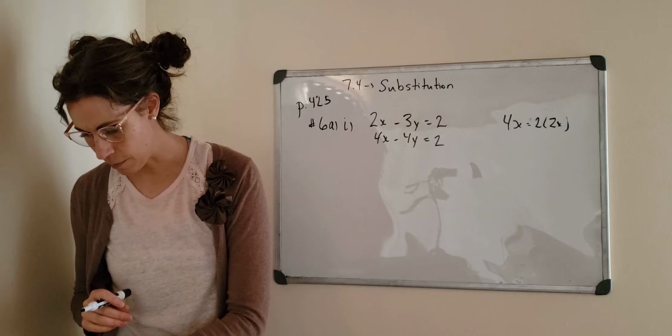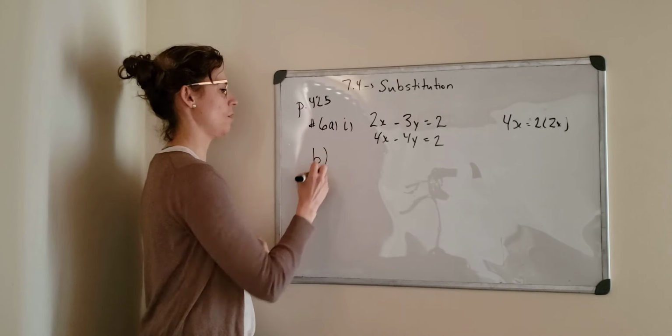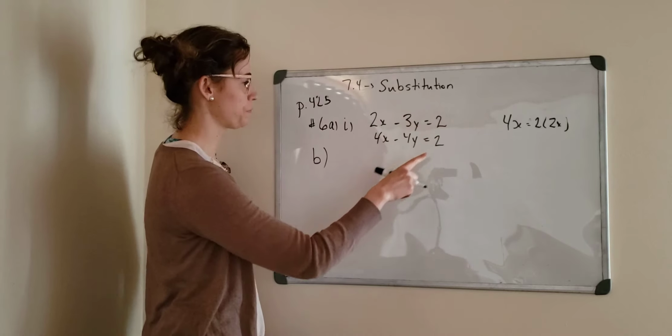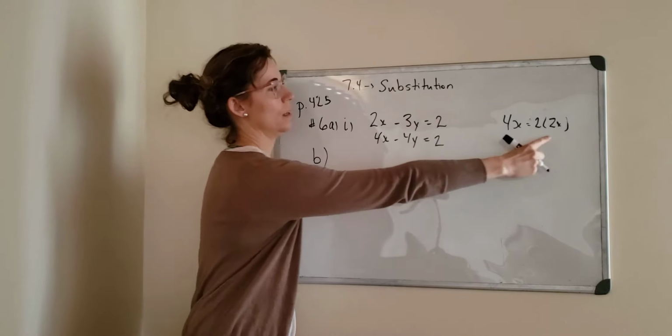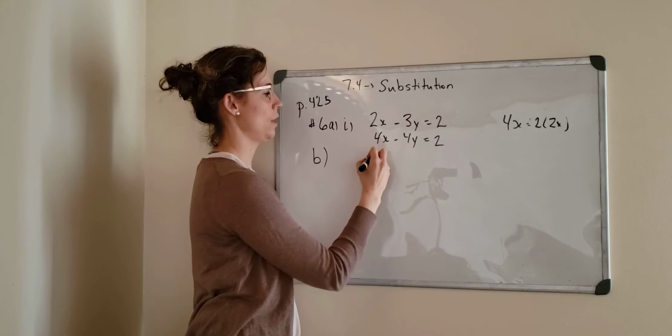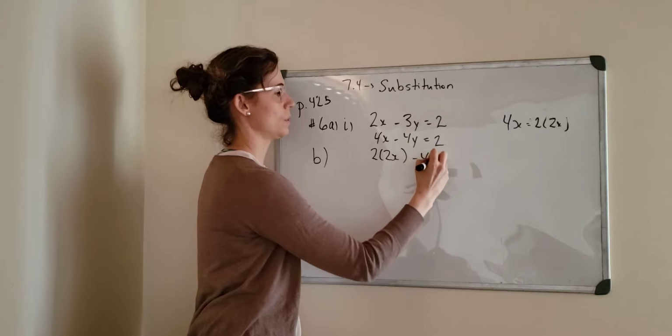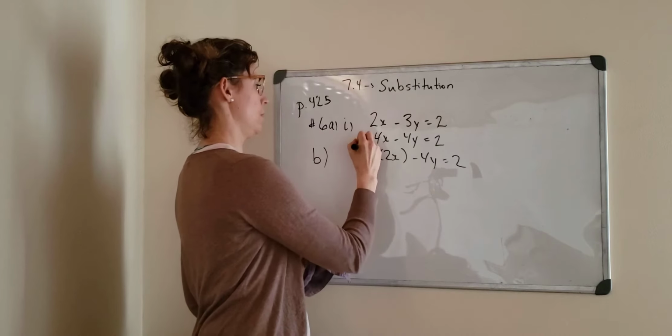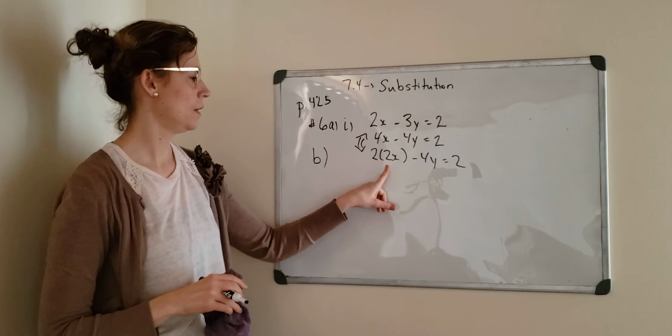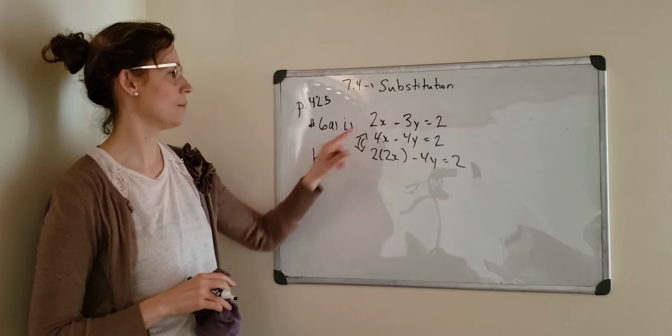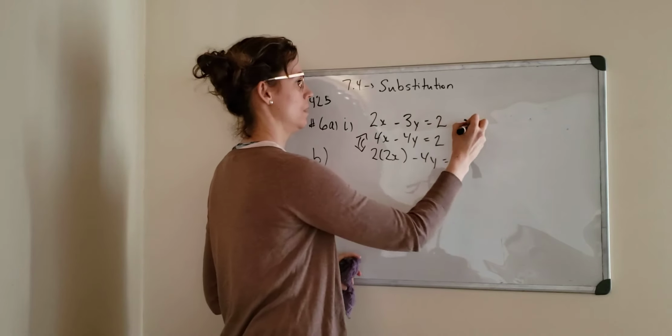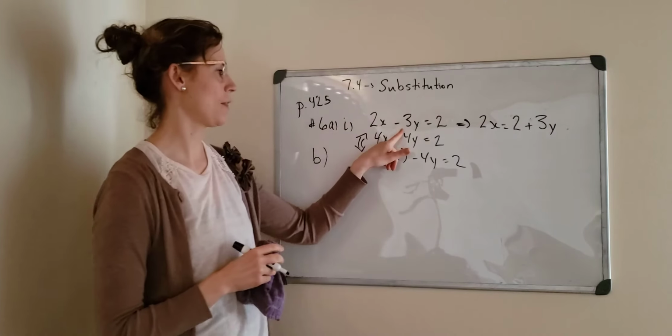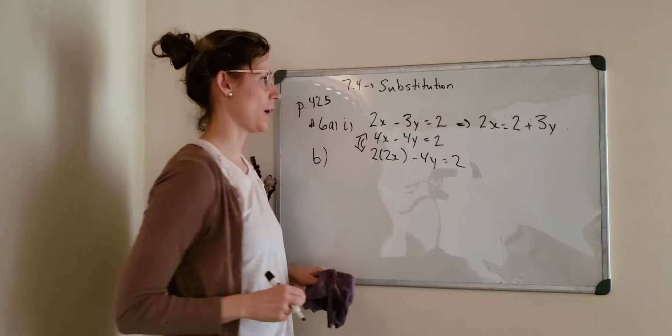And then in part B, it says to solve using that information. So let's go ahead, let's solve this using that information. So what I'm going to do, I'm going to rewrite this one right here using this information. So rather than 4x, I'm going to write 2 times 2x minus 4y is 2. Okay? So these are equal. I've just rewritten it with that new information. And up here, what I'm going to do is I'm going to isolate my 2x so that I can use it in substitution. So 2x in this case would be equal to 2 plus 3y, right? If I add 3y to both sides, it'll cancel here, it'll be on the other side.